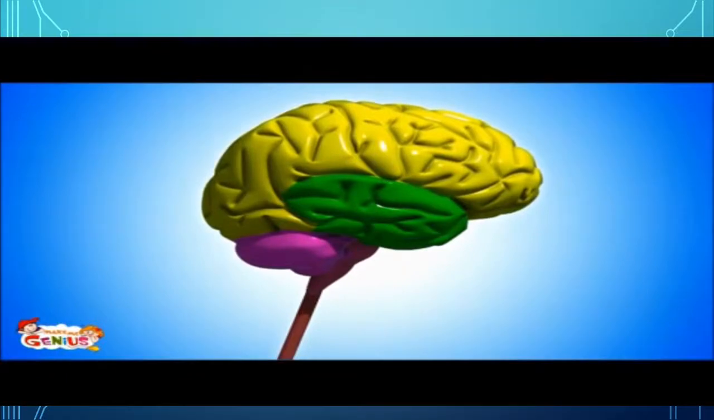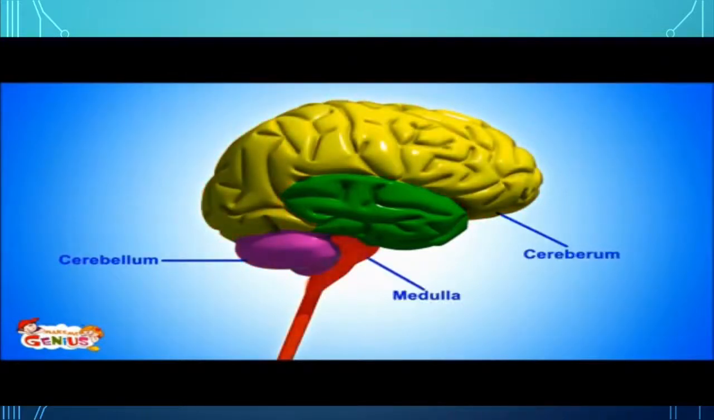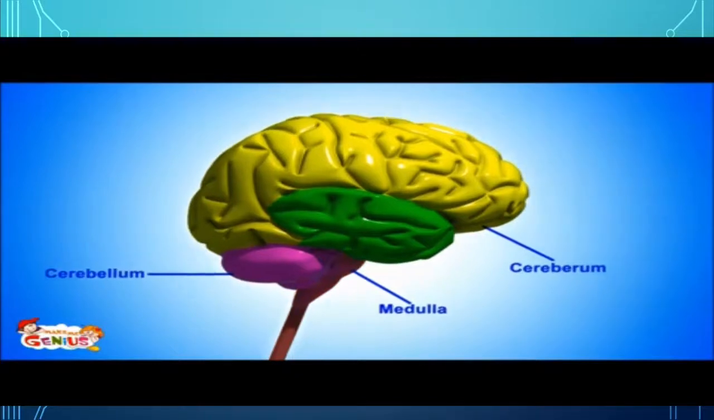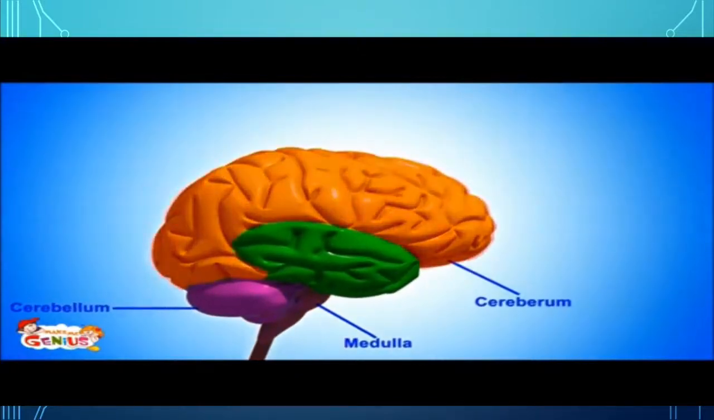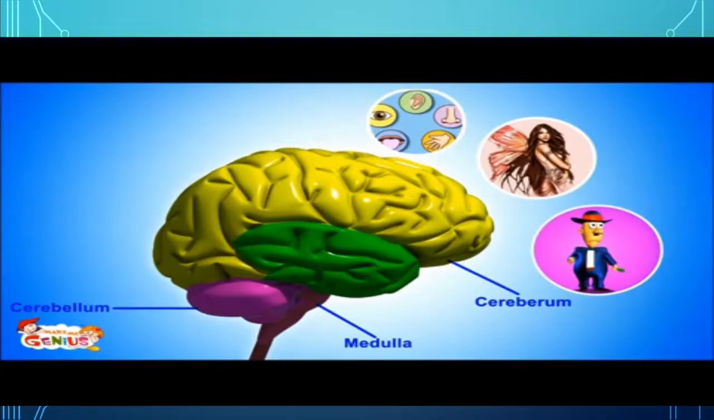Our brain is the most complicated organ of our body. It has three major parts: the cerebellum, cerebrum, and brainstem, which is also known as the medulla. The cerebrum is the biggest part of the brain. It controls our senses, our imagination, and our thoughts. So, whatever we see, touch, taste, smell, think, or imagine is controlled by the cerebrum.